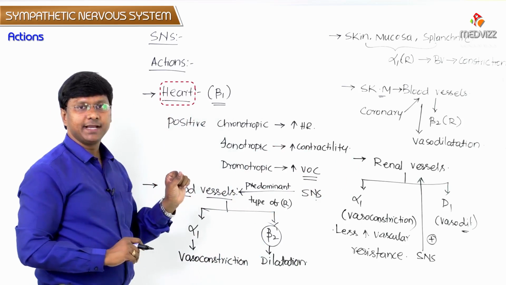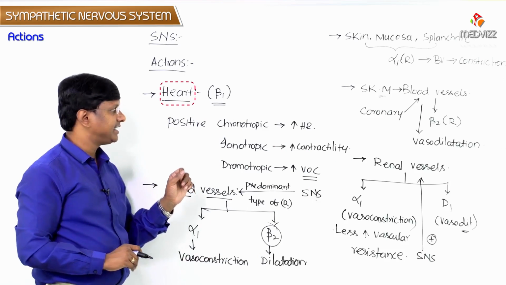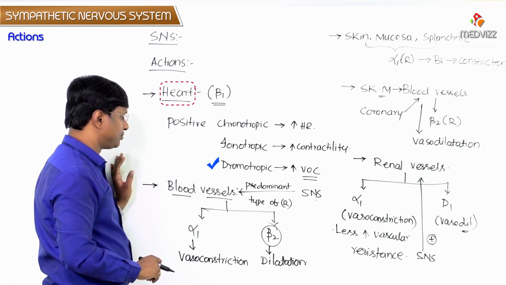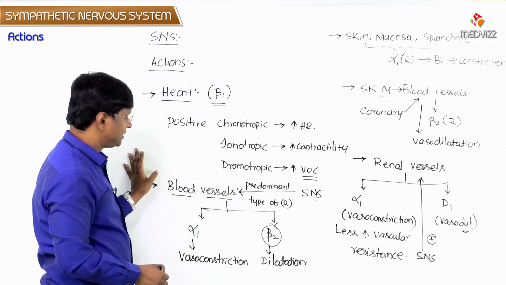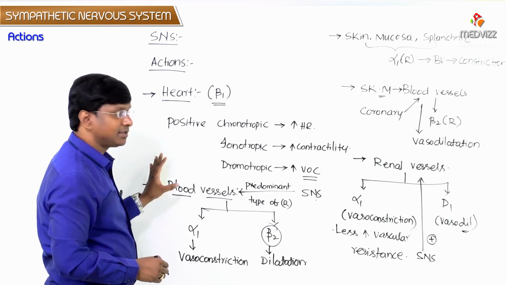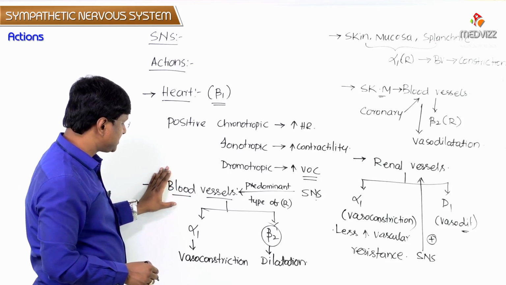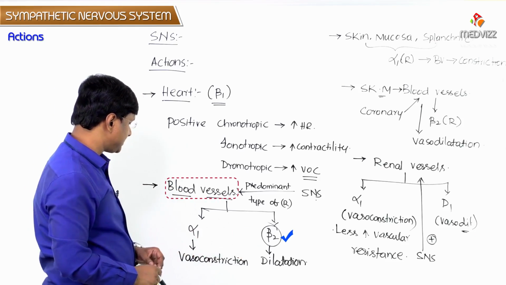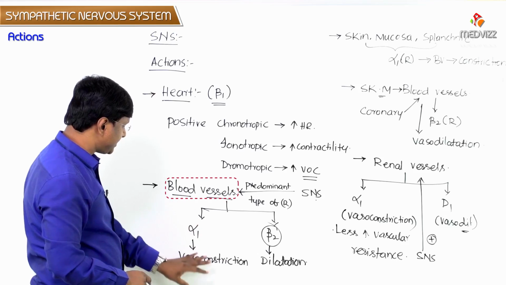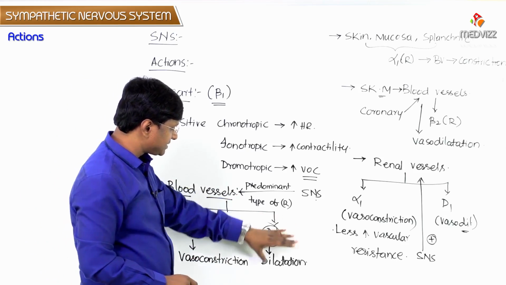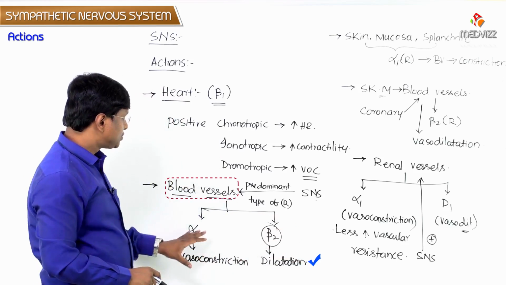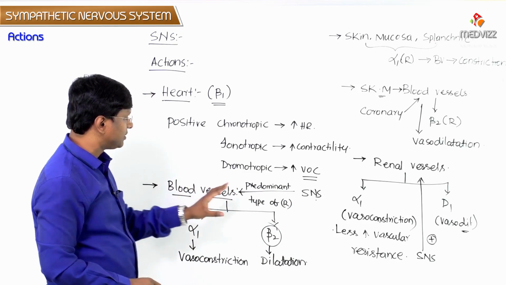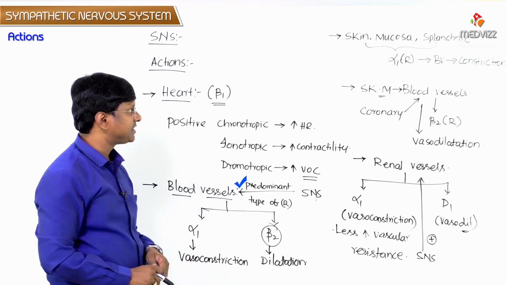Alright, so let me shortly revise the actions on the heart. First, the sympathetic nervous system, by stimulating the beta 1 receptors, has positive chronotropic, inotropic, as well as positive dromotropic effect on the heart. By acting on the blood vessels, there are two sympathetic receptors in the blood vessels, alpha 1 as well as beta 2 receptors. When alpha 1 receptors are stimulated, there will be vasoconstriction. When beta 2 receptors are stimulated, there will be dilatation. So the effect of the sympathetic nervous system on the blood vessels completely depends upon the predominant type of the receptors which are present there.